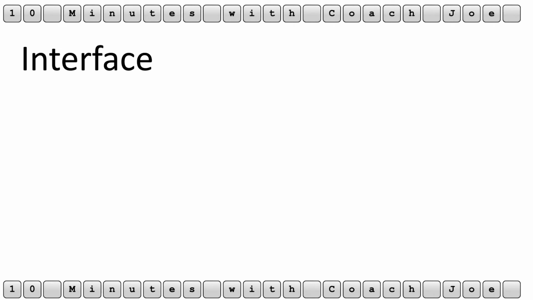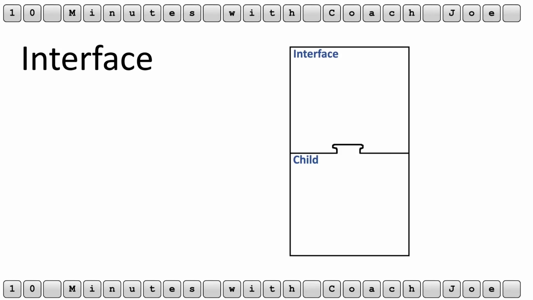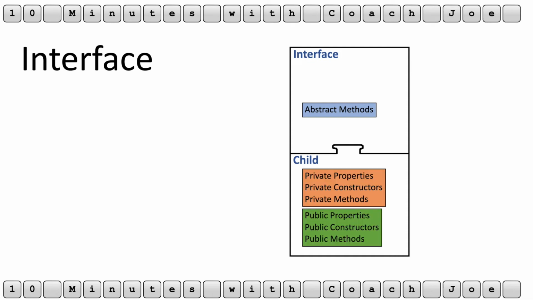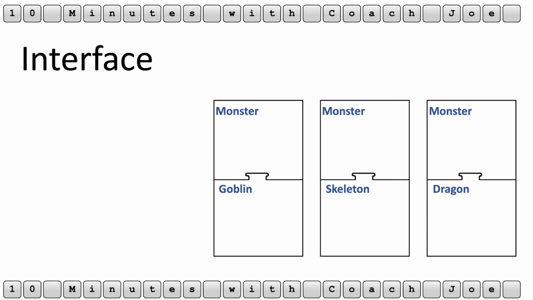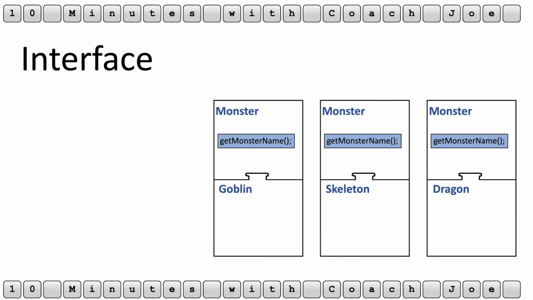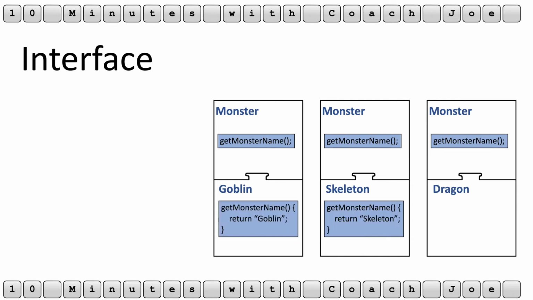Abstraction can also be achieved with an interface. An interface and a class can be connected together to form a parent-child-like relationship. However, the interface is a template that the class must follow. Inside the interface can be abstract methods, meaning only the method's signature is declared, no body, no code block. The class must implement all the methods defined in the interface. Many different classes can implement the same interface. Each class must implement all the methods defined in the interface, but each class will implement the methods in their own unique way.